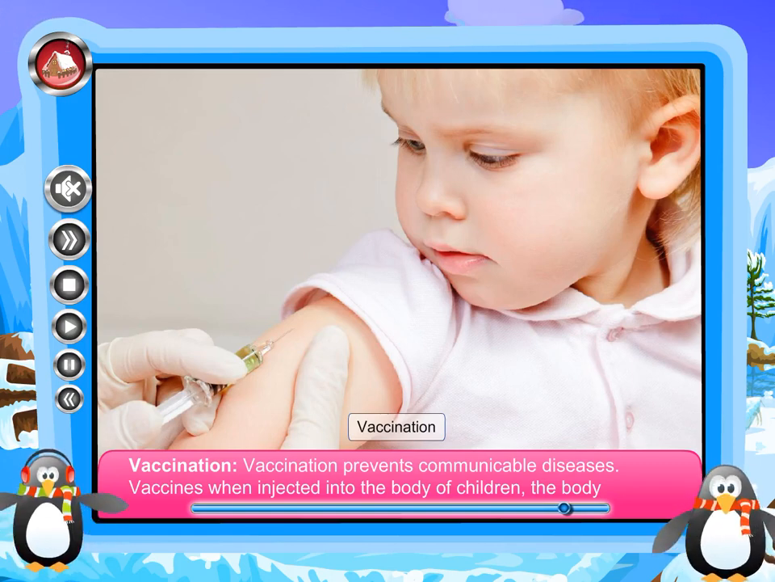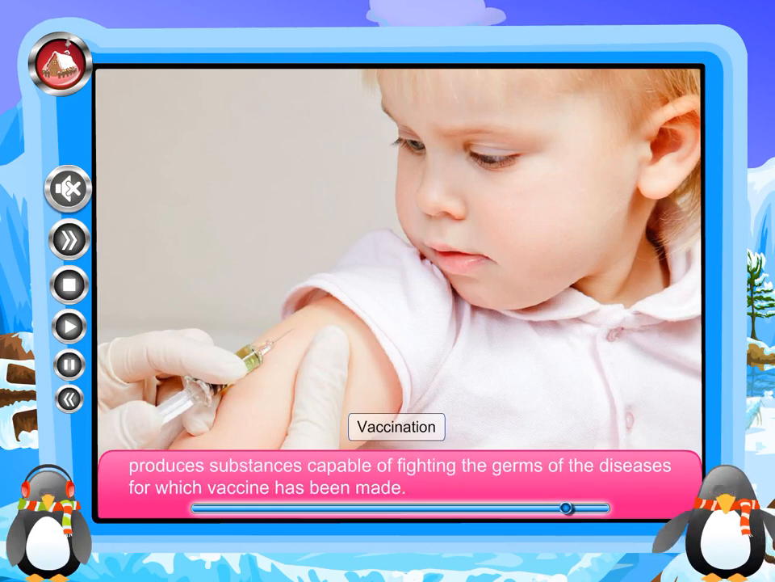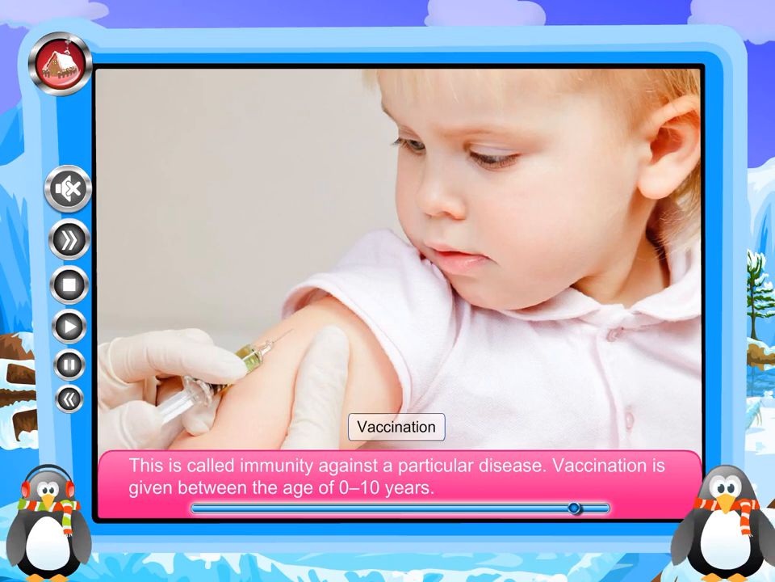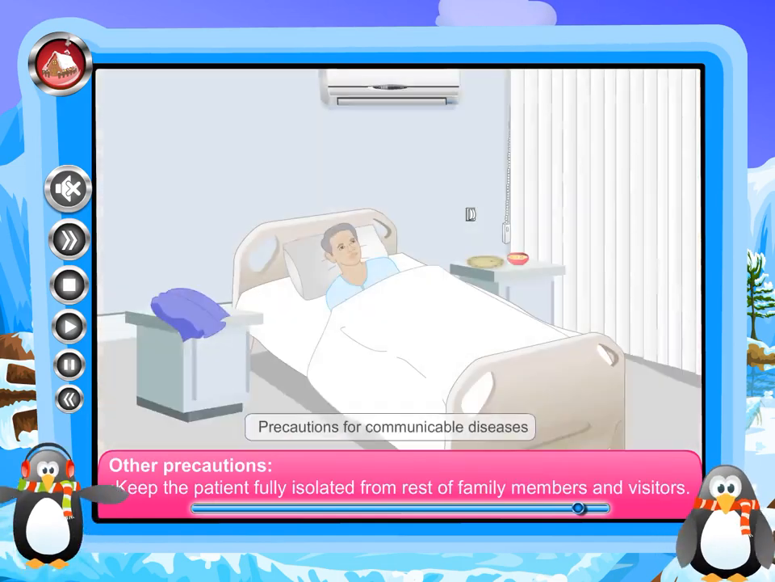Vaccination. Vaccination prevents communicable diseases. When vaccines are injected into the body of children, the body produces substances capable of fighting the germs of the diseases for which a vaccine has been made. This is called immunity against a particular disease. Vaccination is given between the ages of 0 to 10 years.